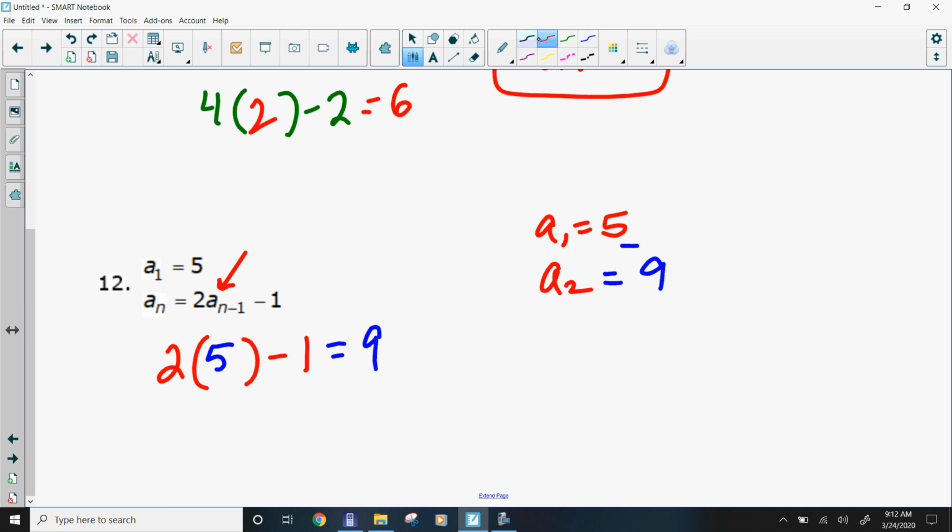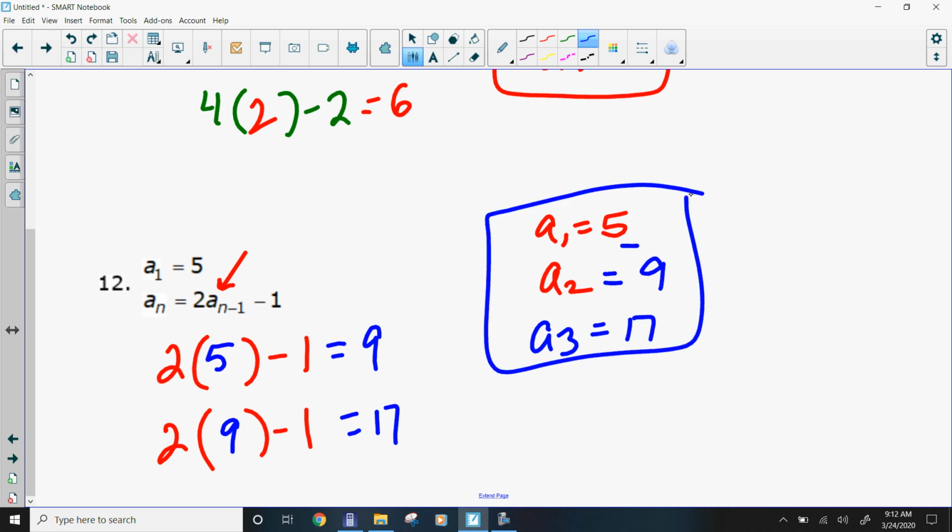Then we do the formula again, 2 parentheses minus 1. The last number that we had was 9, so we put the 9 in here, and 18 take away 1 is 17. So that means the third number in the list is 17. Those are answers. That, by the way, is not a negative. That was just me pointing at the 5.